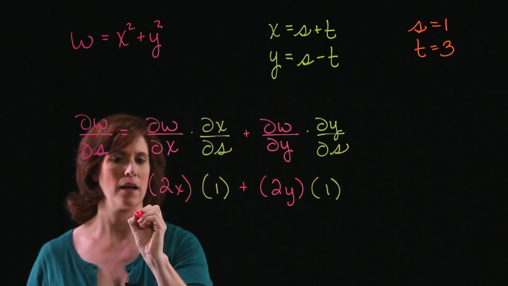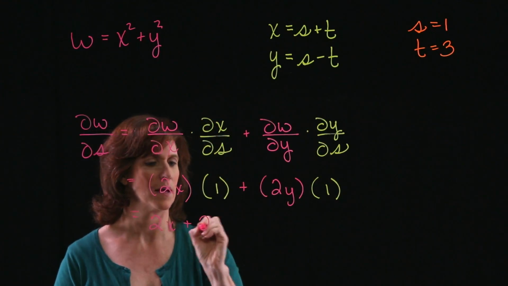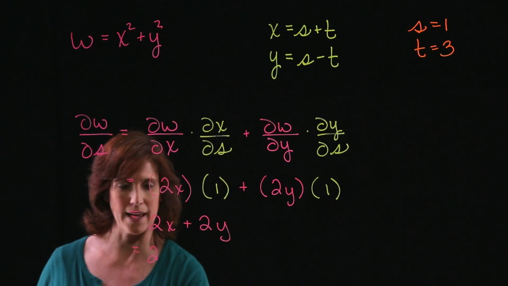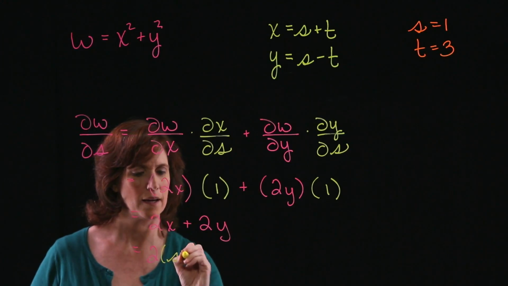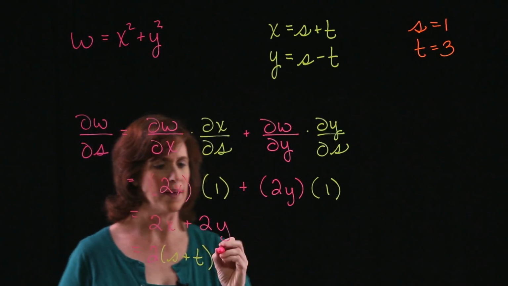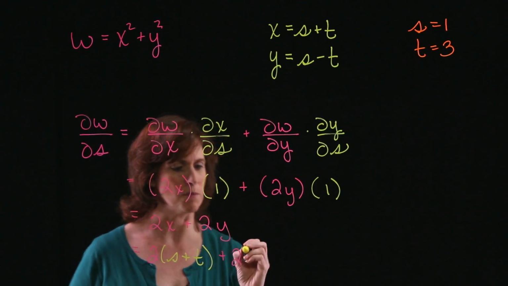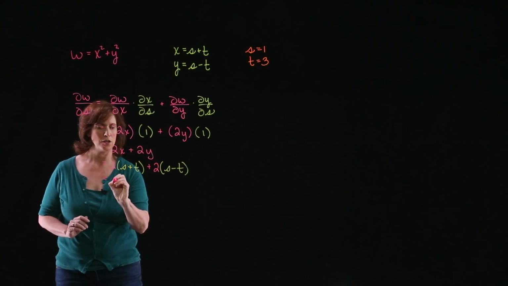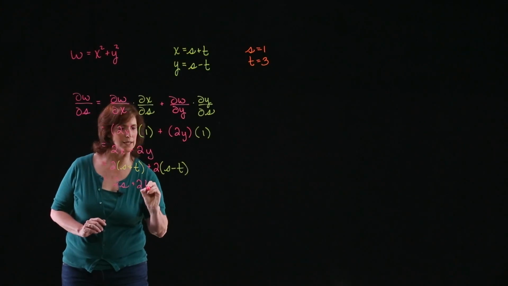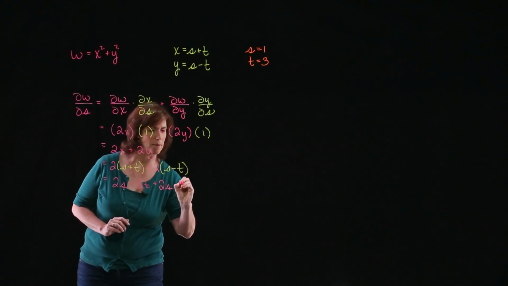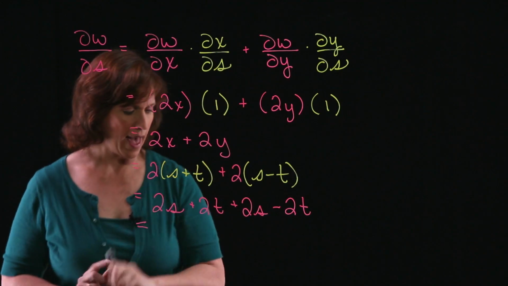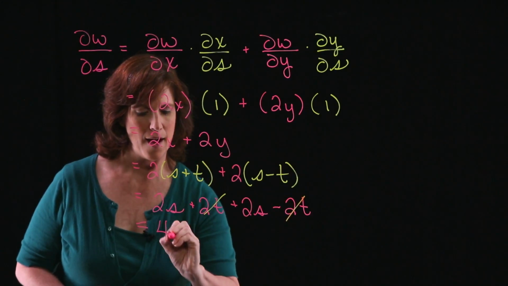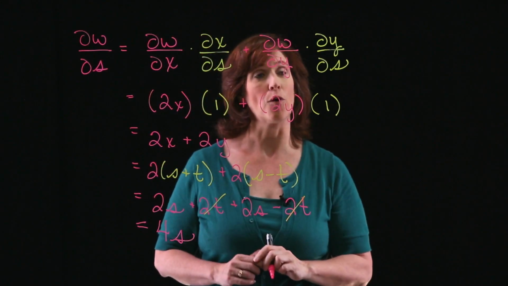So that gives me a 2x plus 2y. Now remember that x is the same thing as s plus t, and y is the same thing as s minus t. So I have 2s plus 2t plus 2s minus 2t, and the 2t and the minus 2t add together to be 0, and my partial with respect to s is 4s.